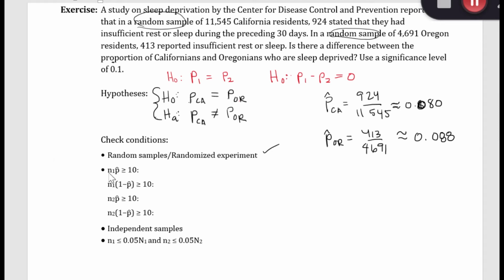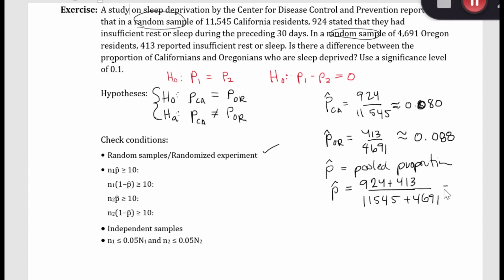So we have n sub 1 and p hat. Right here we have p hat. It's not p hat California or p hat Oregon, it's just p hat. Remember, p hat here is my pooled proportion. This p hat is the number of people who were sleep deprived in the whole study: those in California that were sleep deprived and those in Oregon who were sleep deprived, over all the people in the study, all those Californian residents and all of the Oregon residents.